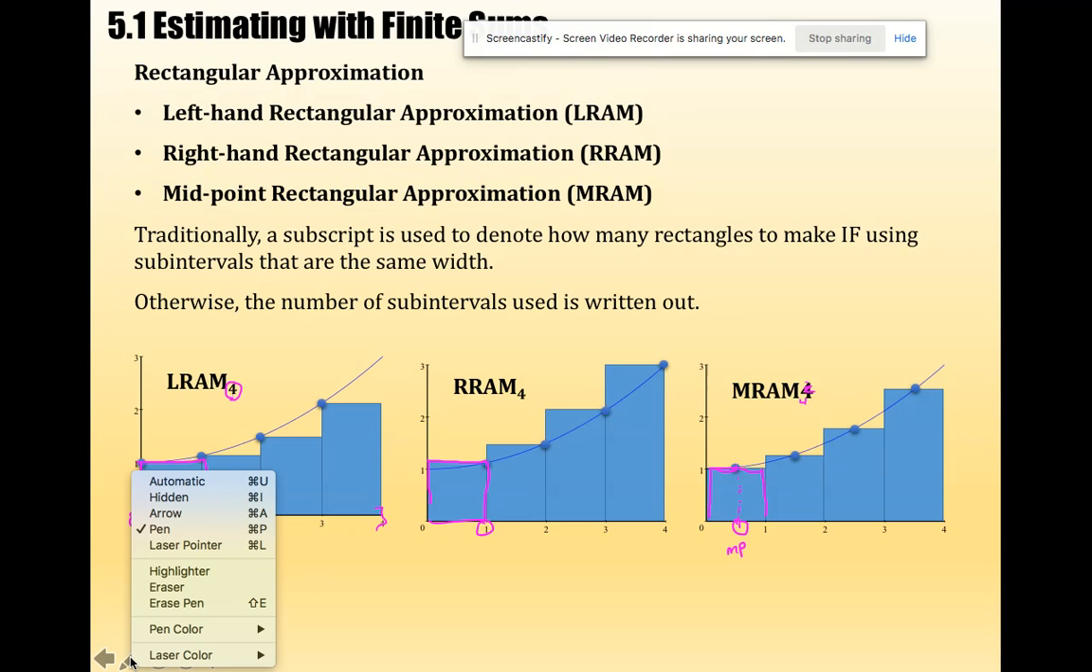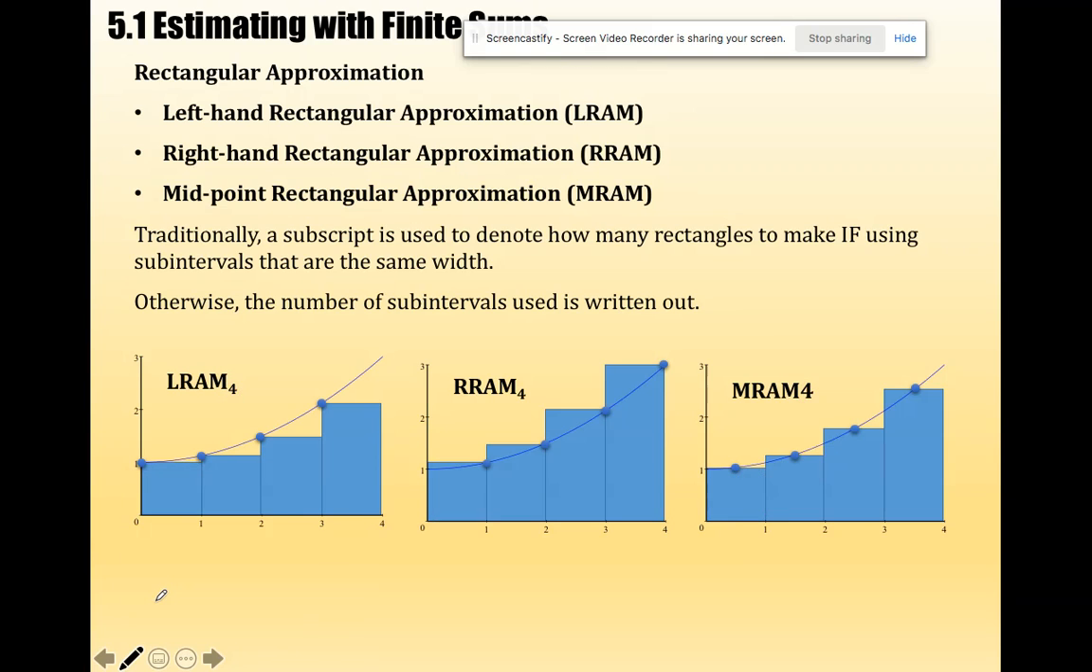Now, notice that with each one of these examples, my function was increasing. When my function was increasing, LRAM was too low. When my function was increasing, RRAM was too high. When my function was increasing, MRAM, supposed to be subscript, was probably the closest, but I'm still not sure. Is it too high or too low? But I can do calculations to find that out. And again, we will talk a little bit more about MRAM later.